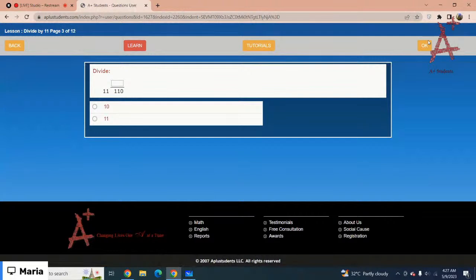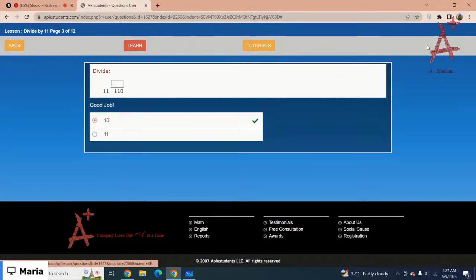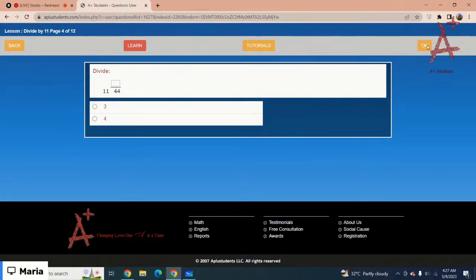Okay, 11 times what number is 110? 11 times 10 is 110. So the correct option is 10. 44. 11 times what number is 44?